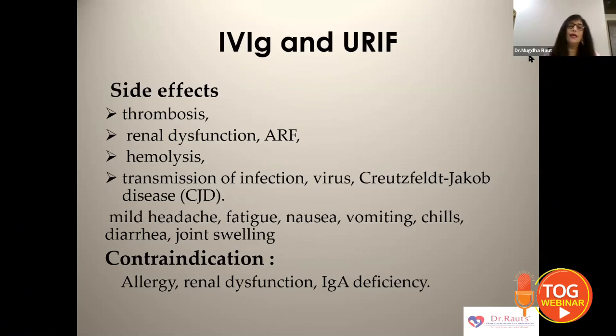Now, IVIG has a lot of side effects. It can cause thrombosis, renal dysfunction, acute renal failure, hemolysis, transmission of infection, viruses, and the dreaded CJ disease. It can cause mild headache, fatigue, nausea, vomiting, chills, diarrhea, joint swelling, and it is extremely expensive. It is contraindicated in allergies, renal dysfunction, or wherever there is an IgA deficiency.